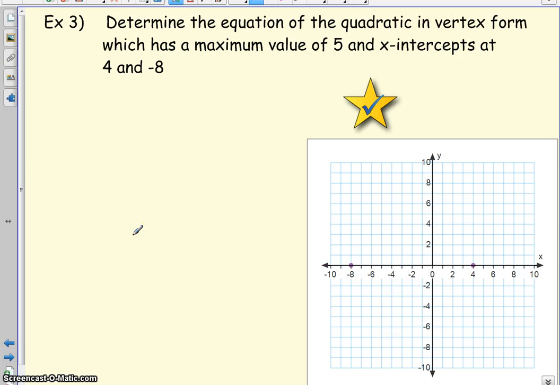Okay, let's keep going. So another one where you have to find the equation of a quadratic in vertex form. Here I'm giving you that the maximum value is 5 and giving you there's x-intercepts at 4 and negative 8. I'm going to let you guys try this one on your own first, either on your own or with a small group. So work through it and push play when you're ready to go through the answers together.